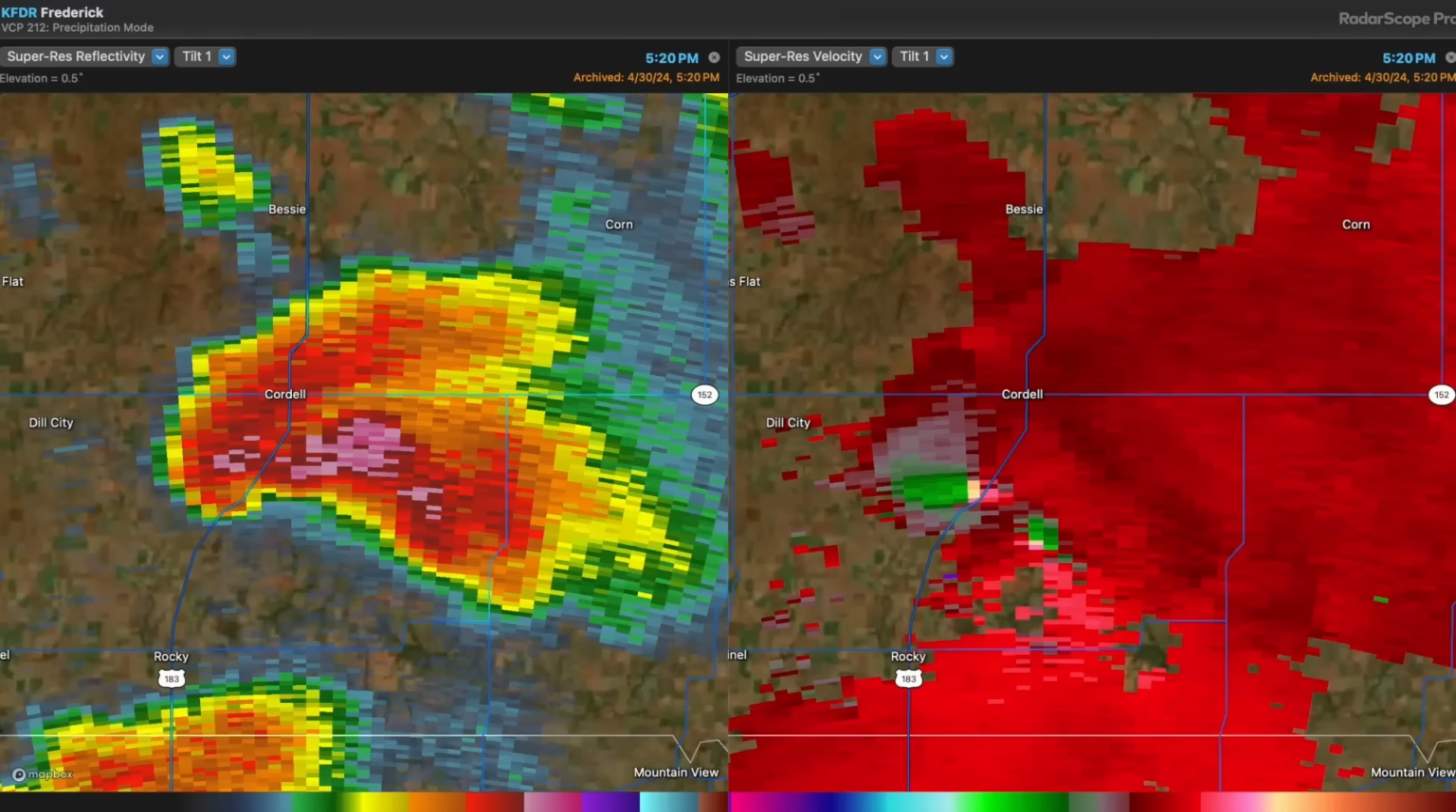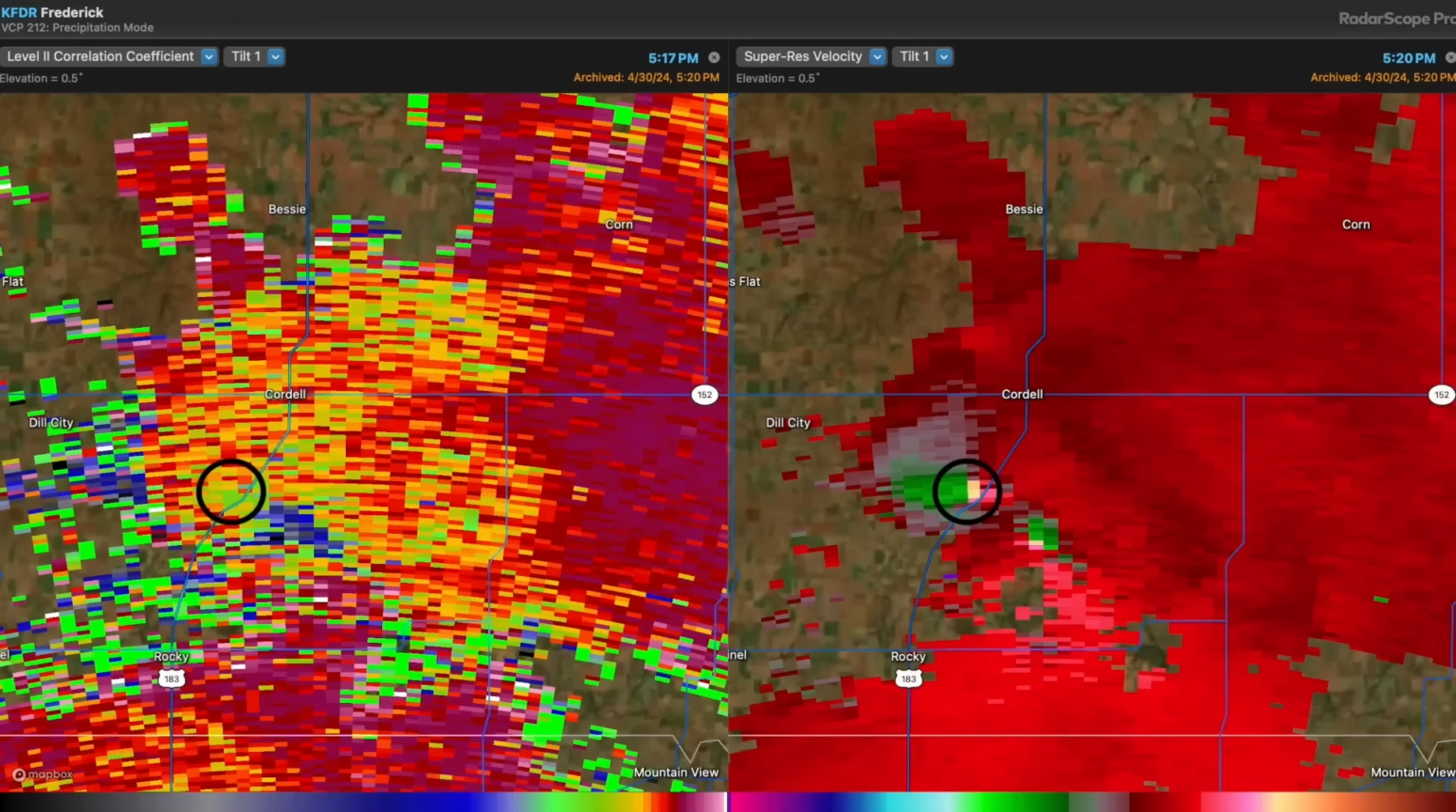Can we confirm a tornado with this TVS? Taking a look at correlation coefficient, we don't see a concentrated area of lowered values coincident with the TVS. Although we do have lowered values here, they're part of this broader area of lowered CC, rather than a concentrated area of significantly lowered CC compared to areas around it.